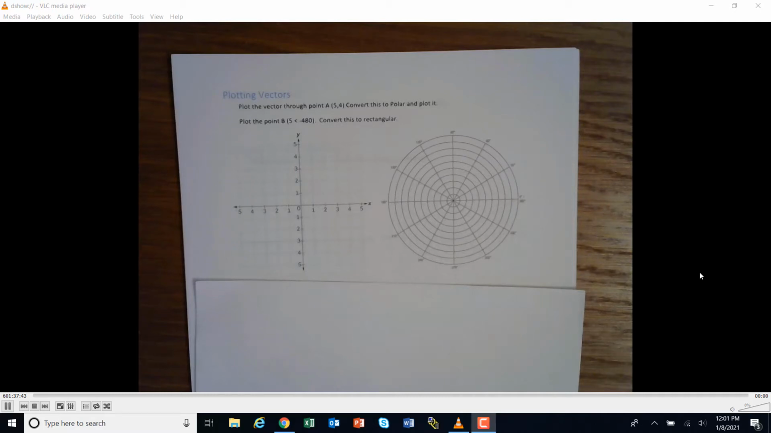Okay, we're going to plot some vectors here, and so what we need to do is identify the points and plot the points first, and then the vector will run through them, because vectors have a distance, or in this case a length, and a direction. So it's got a scalar and a direction.